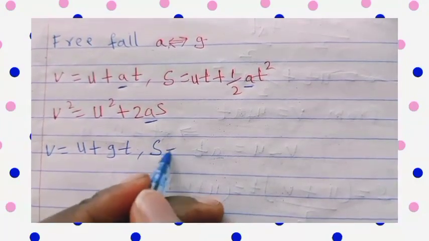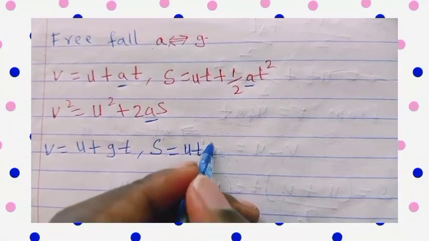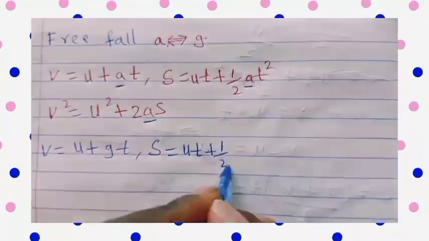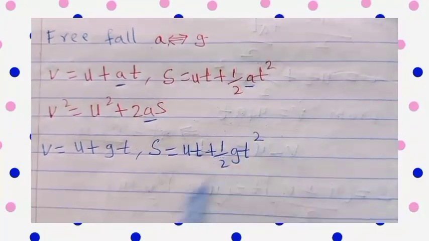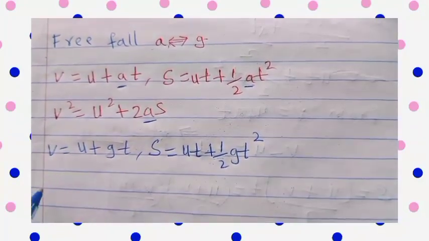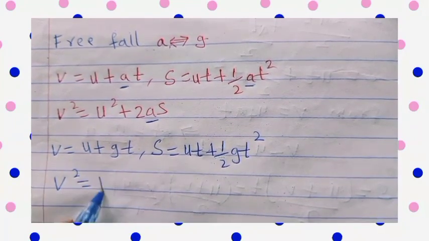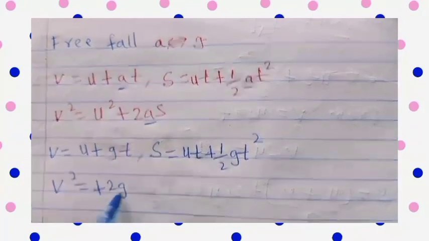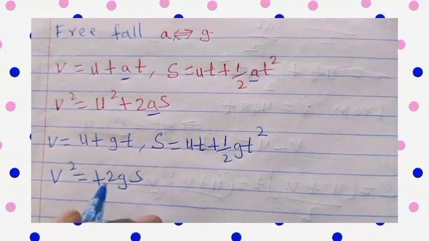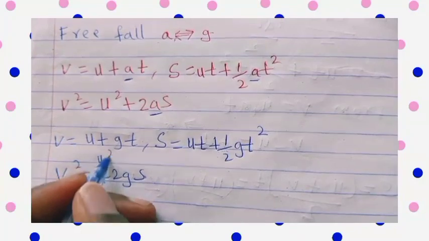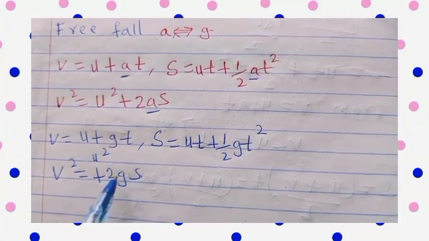and our s will be given by ut plus half gt squared, and the final one here, v squared will be equal to u squared plus 2gs. This is for our free fall, for our body falling freely in air.